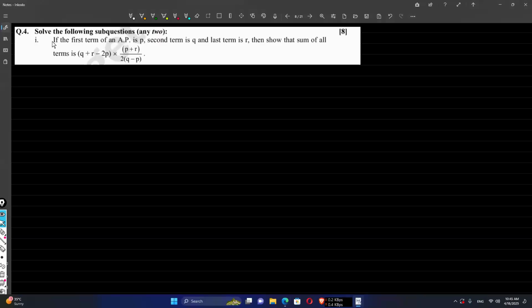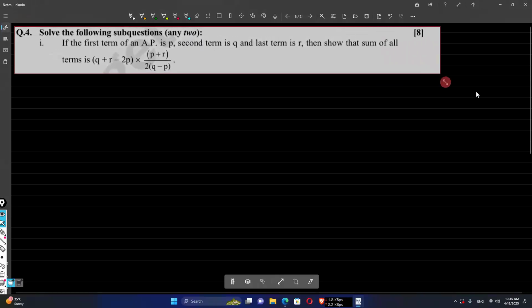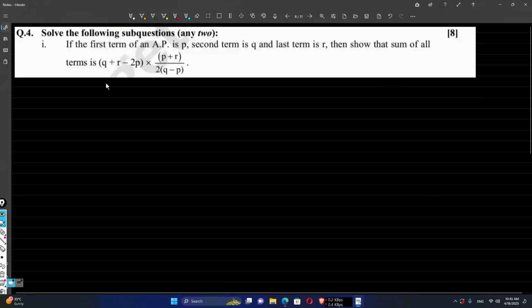The question was: if the first term of an AP is P, the second term is Q, and the last term is R, then show that the sum of all terms in the AP is (Q plus R minus 2P) times (P plus R), whole divided by 2 times (Q minus P). All right.